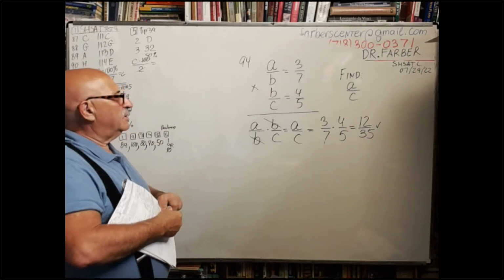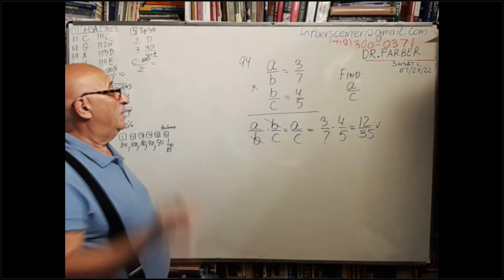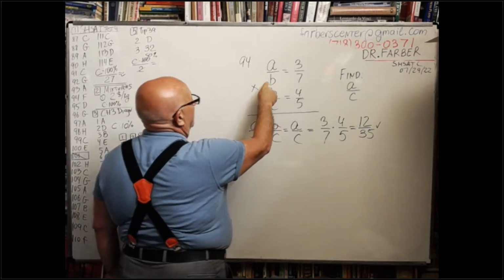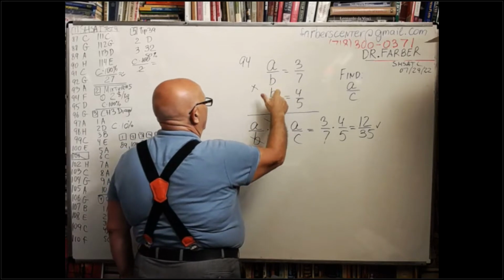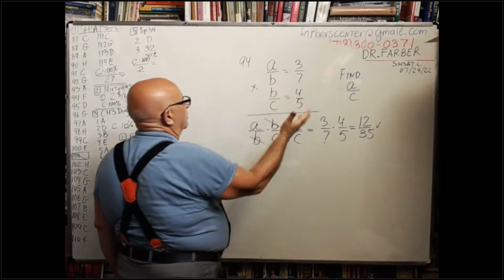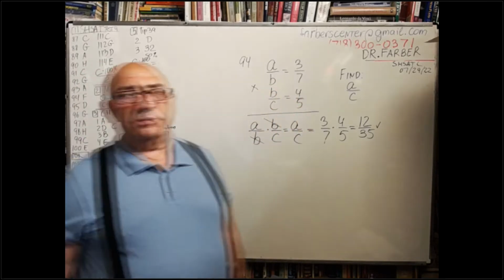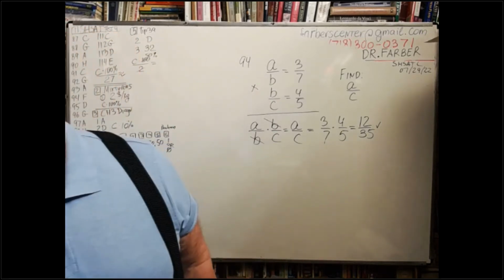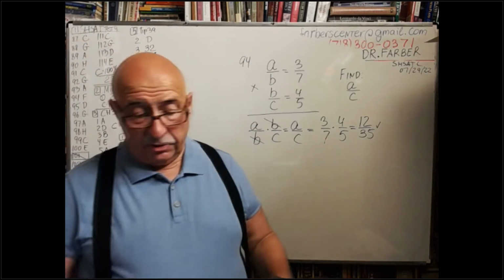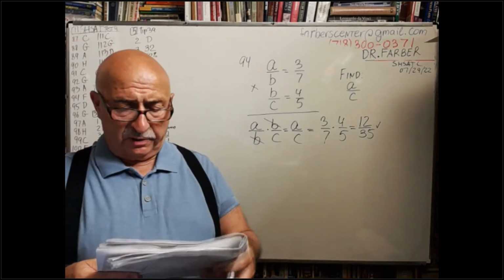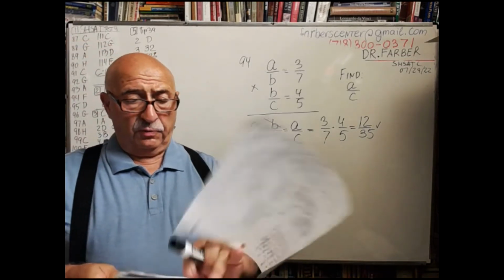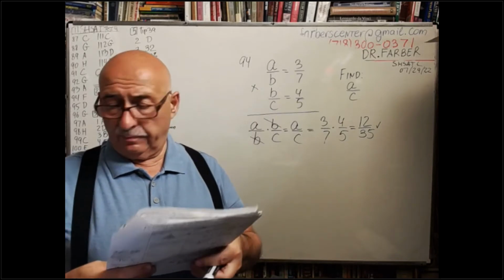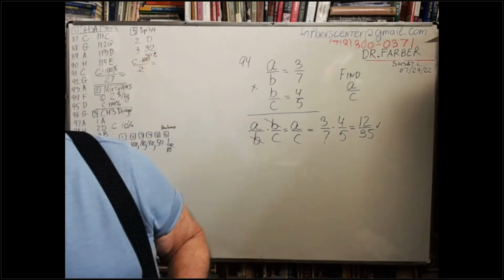Any questions? Why multiply? Because I see B in the denominator of this fraction and the numerator of this fraction. And you know, according to the rules of fraction multiplication, when you multiply, you cancel out this. Any questions so far? If you have a question, ask me. If you don't ask, I go to the next one. Okay.